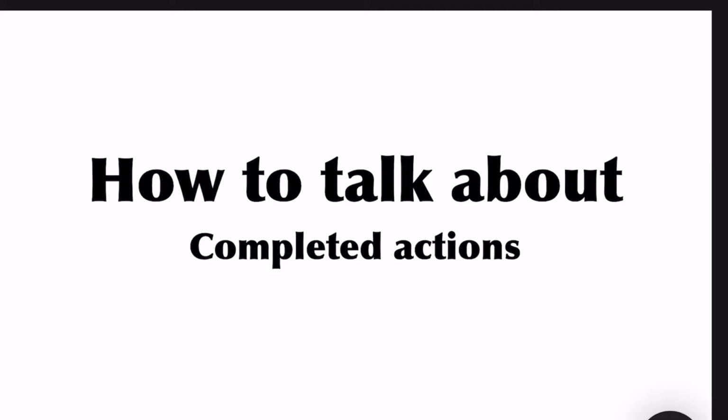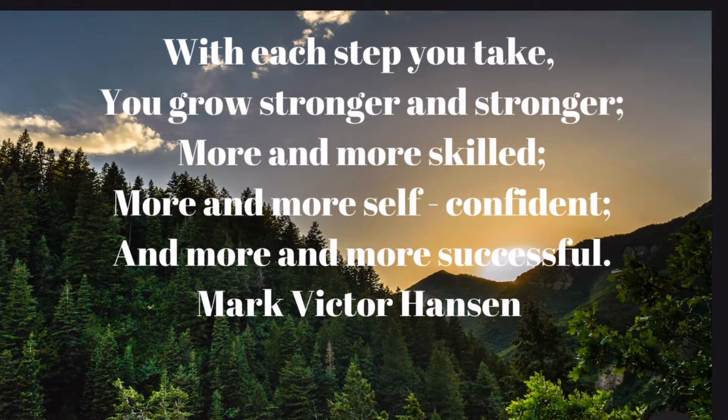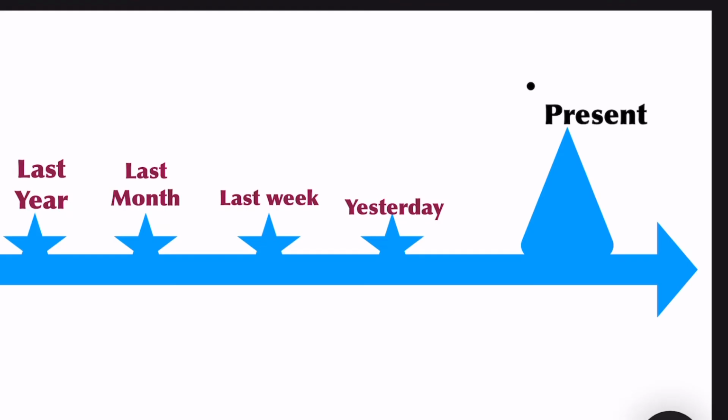In today's class, we are going to discuss how to talk about completed actions. To talk about completed actions, you should use simple past tense. The simple past tense is an important English lesson for English learners. If you learn the simple past tense, you will be able to talk about past events, that is, completed events. Look at the picture.